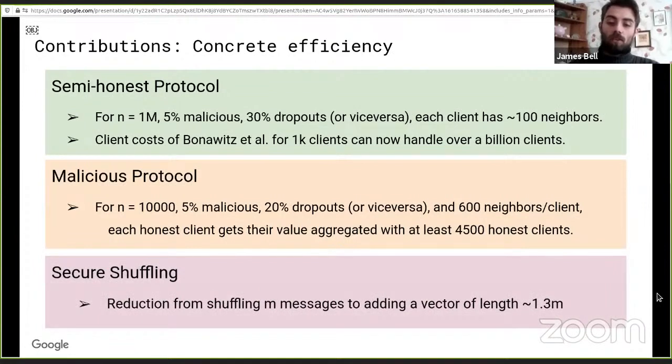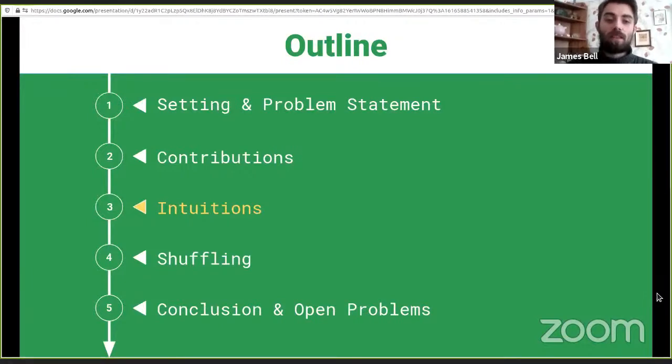And in practice, the secure shuffling requires adding a vector of length 1.3 times the number of clients. So it's linear in the number of clients. I'll get more onto shuffling later. Okay, so how do these protocols work?